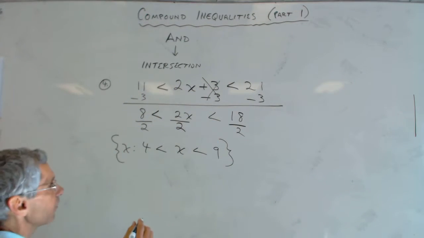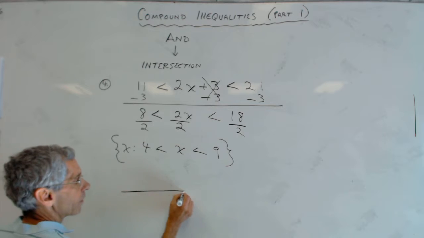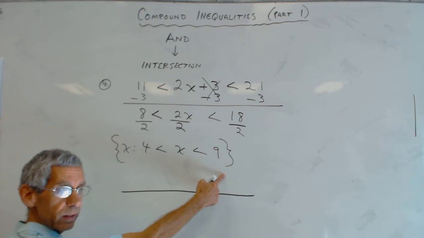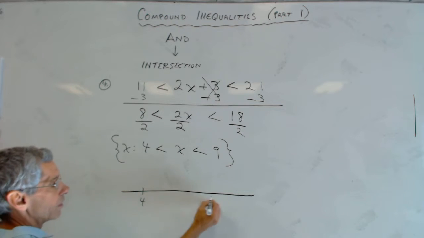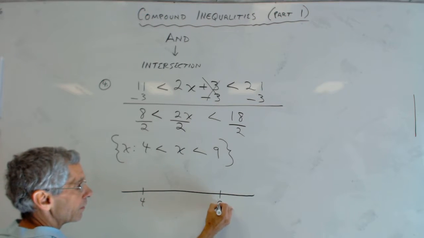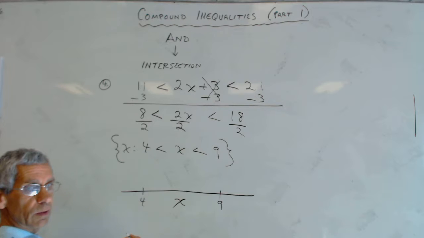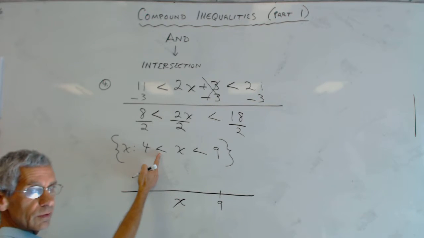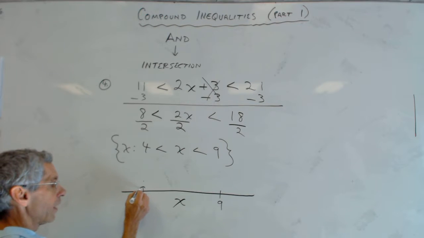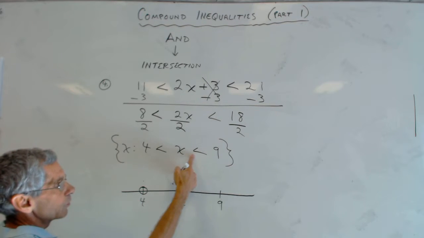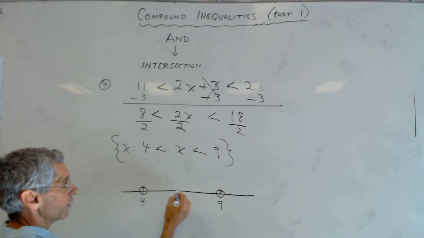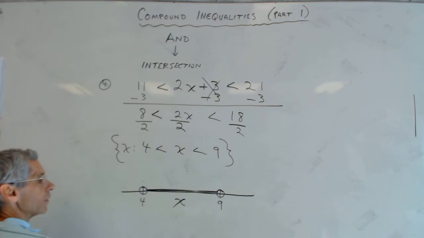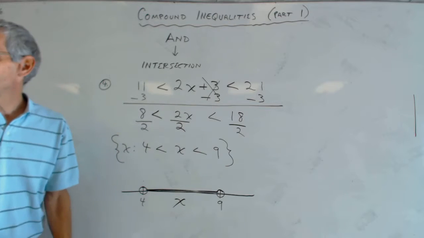The cool thing about graphing, though, is look at this. You see how 4 is on the left and 9's on the right? Here's my 4. Here's my 9. Here's my x. X is in the middle, right? Is it going to be open circle or solid circle? Open. Open, right? And I go in between. Look at that. And that's my answer.